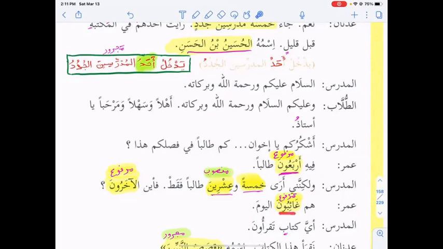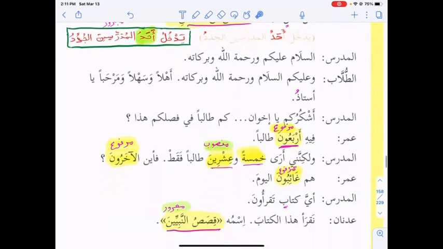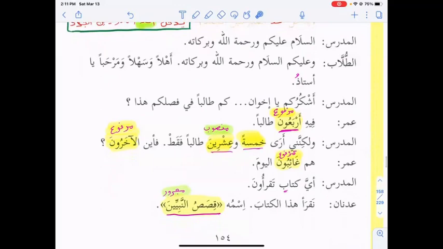So, hum ghaibuna mubtada khabar. Mubtada hum and ghaibuna khabar marfu. Ghaibuna is marfoon bil waw. Why? لأنه جمع مذكر سالم. أي كتاب تقرؤون. So we can change this a little bit. تقرؤون أي كتاب. So this is your مفعول به مضاف مضاف إليه. تقرؤون we know فعل مضارع مرفوع بثبوت نون, and واو is the فاعل.